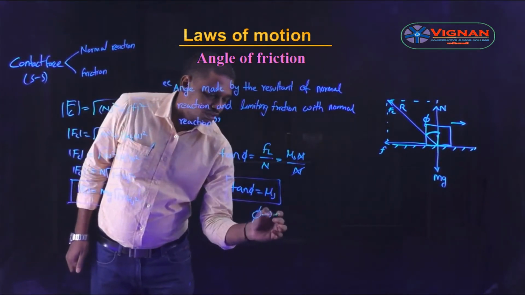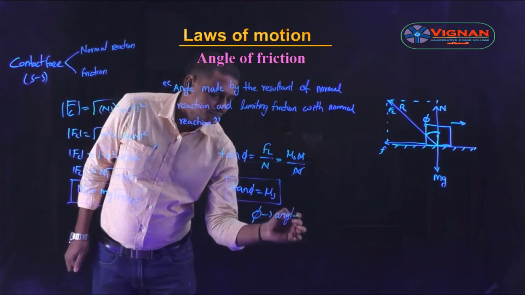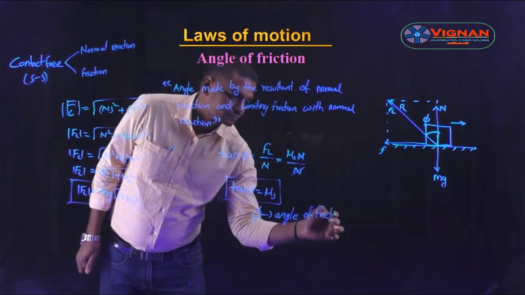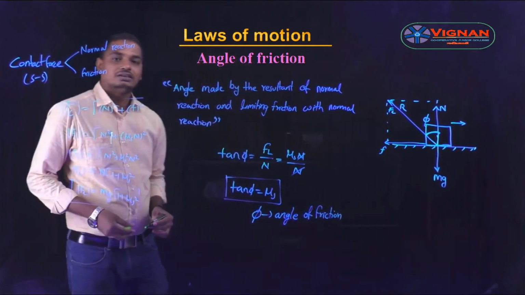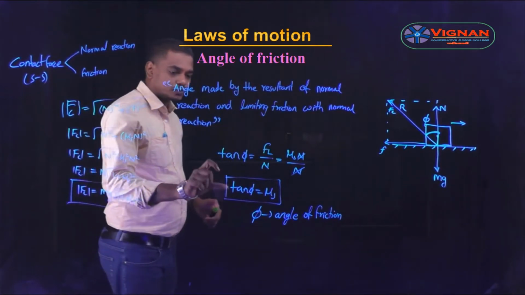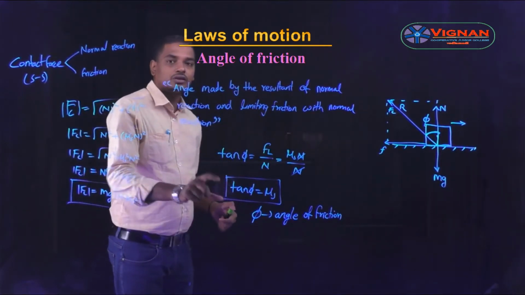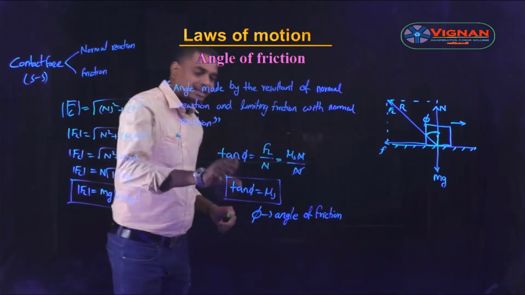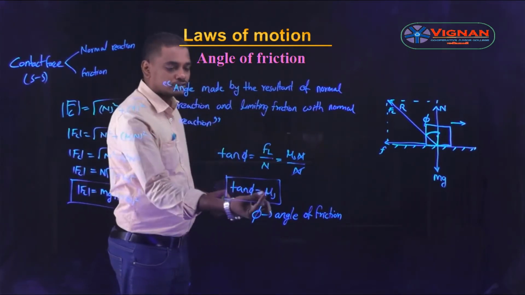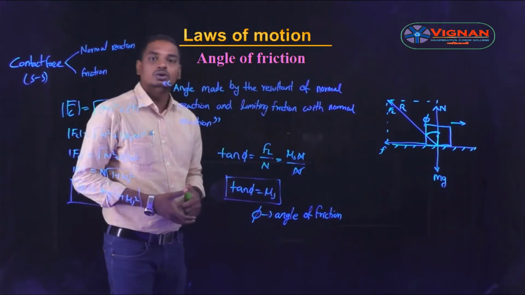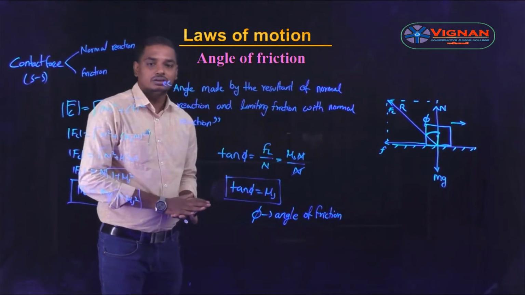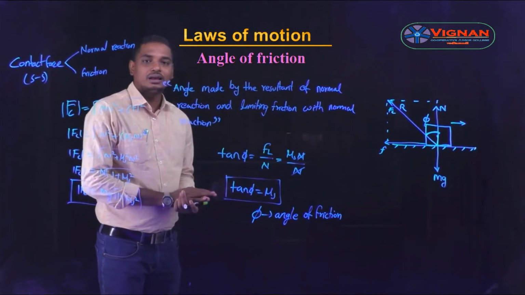This phi is called angle of friction. So this is a very useful concept for solving problems where the angle of friction is given and the coefficient of static friction is not given. Then the coefficient of static friction mu s is equal to tan phi, which will be useful in later applications. Okay, so this is the angle of friction.